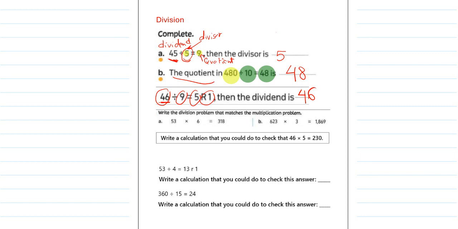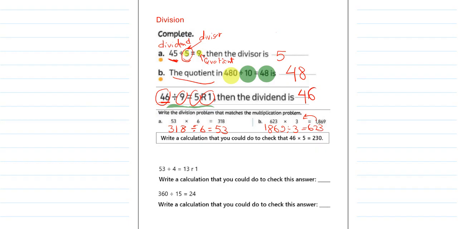We have here a multiplication problem. 53 times 6 gives you 318. Write a division problem that matches the multiplication problem. So you can reverse the answer and divide the product by any number here. For example, 318, the product, divided by 6 gives you 53. And 1869 divided by 3, the opposite operation, gives you 623.